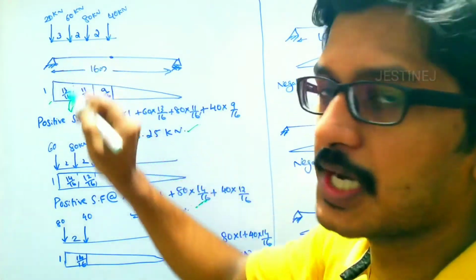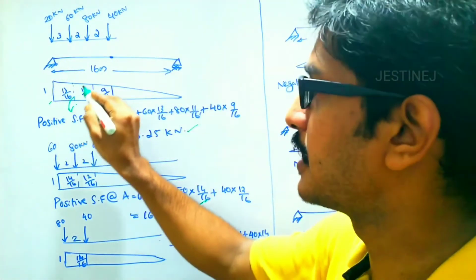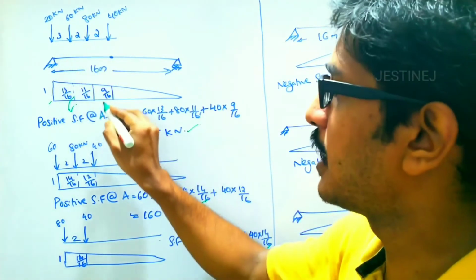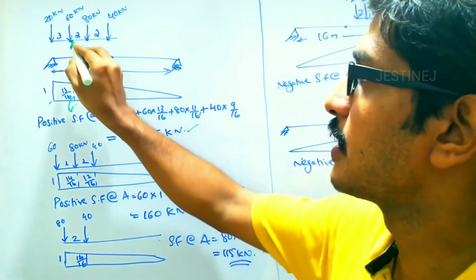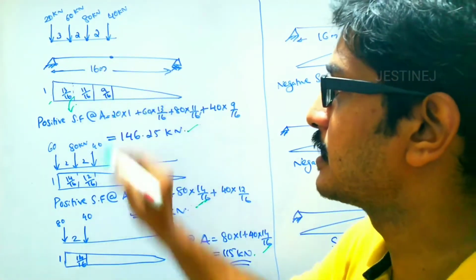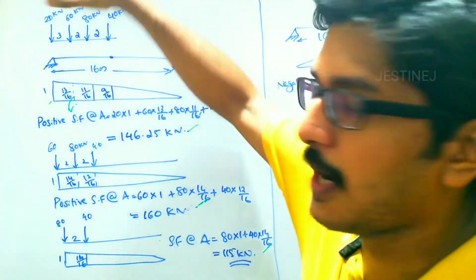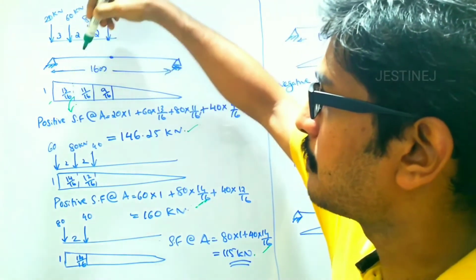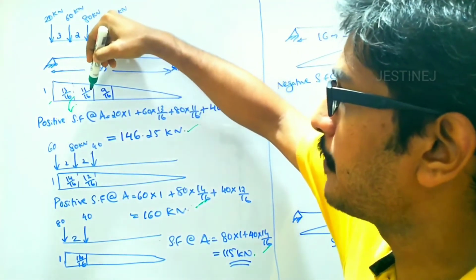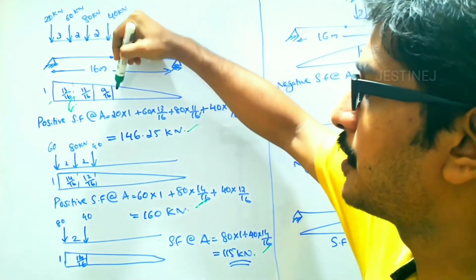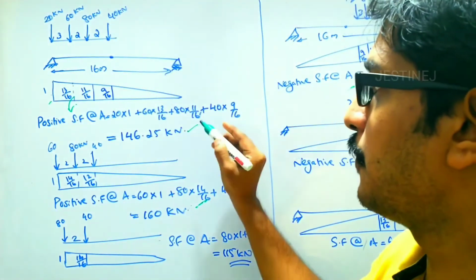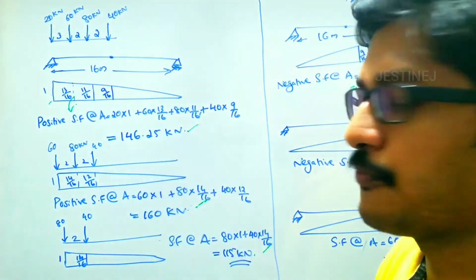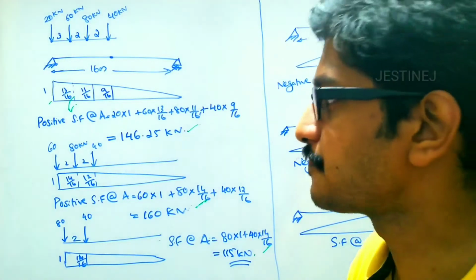You can calculate this ordinate from the total distance 16. If you subtract 3 from 16, you will get 13 by 16. Remaining: 16 minus 5, then 11 by 16. And after that, 16 minus 7, you will get 9 by 16. Then you can directly apply 20 multiplied by 1, then 60 multiplied by 13 by 16, then 80 multiplied by 11 by 16, then the last one, 40 multiplied by 9 by 16. If you sum up all those values, you will finally get 146.25 kilonewton. Okay, this is the first condition.